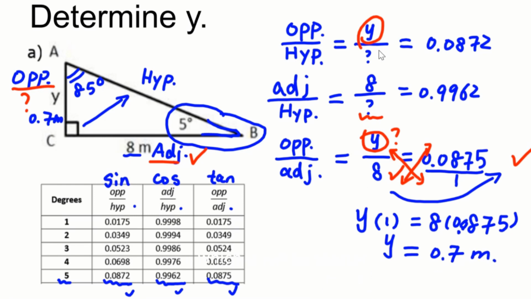Which ratio to pick? You could write all of them out, then you will find out that you want to pick the given and the unknown, so opposite over adjacent.